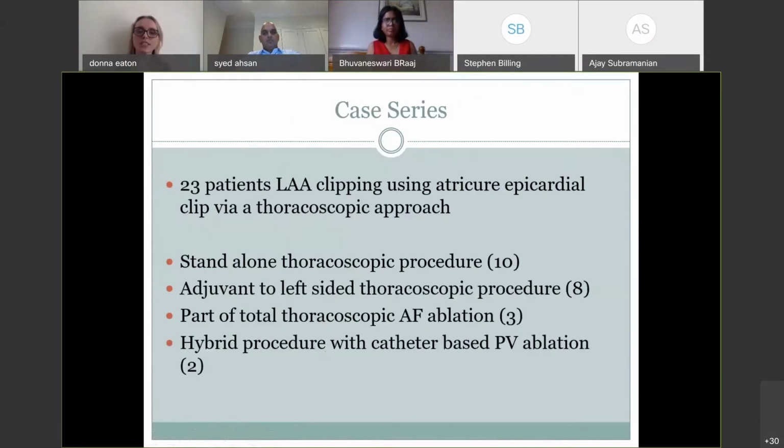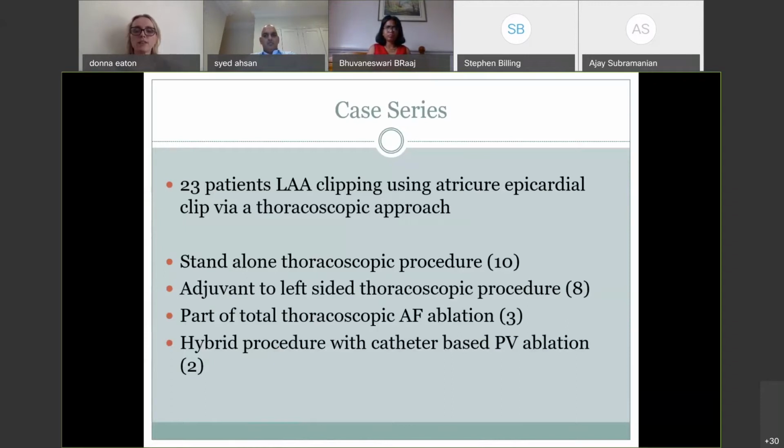Okay, so this is just to talk about the group of patients that I've treated. The numbers are probably slightly more than this now, actually, but it's just really to give you an idea of the group of patients that we've been asked to treat. So we've treated 23 patients thoracoscopically using the Atricure left atrial appendage device.